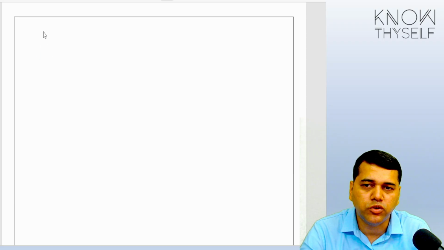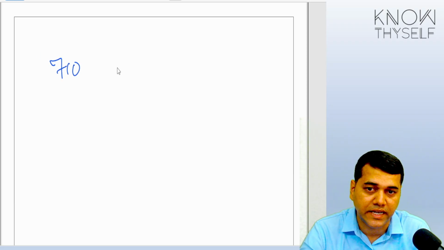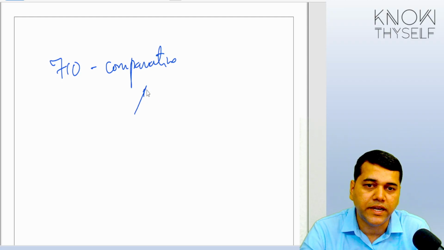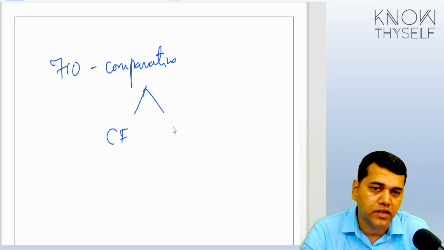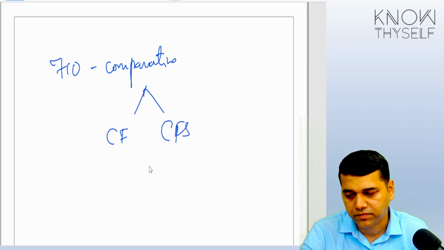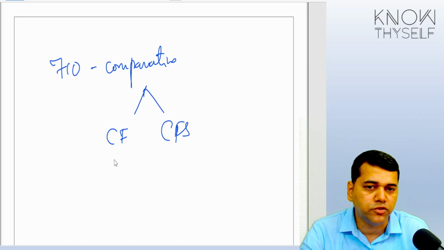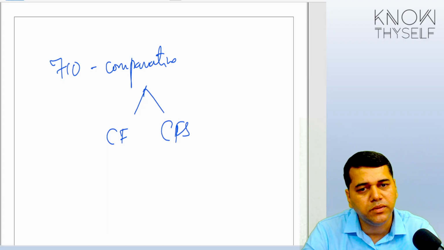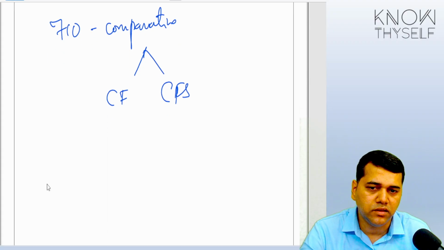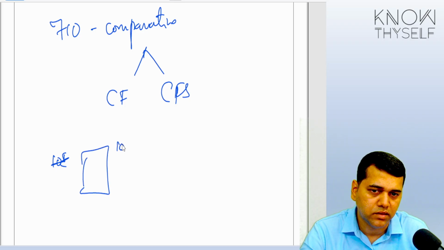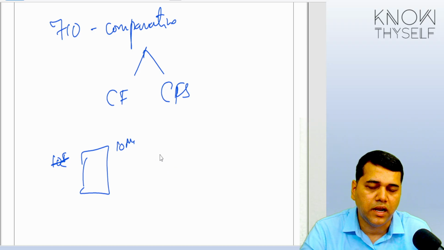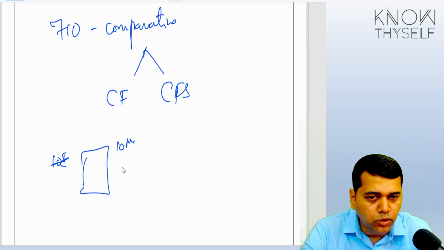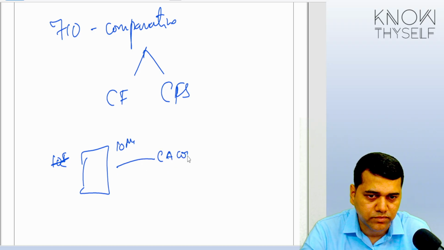See, when we talk about the comparative 710, we are talking about the comparative. Comparative will take two forms: corresponding figure and comparative financial statement. Now, for both, what is your audit procedure? How do you verify? I will give an analogy, students. The analogy will be something like this. Like, this is your 10th marks card.